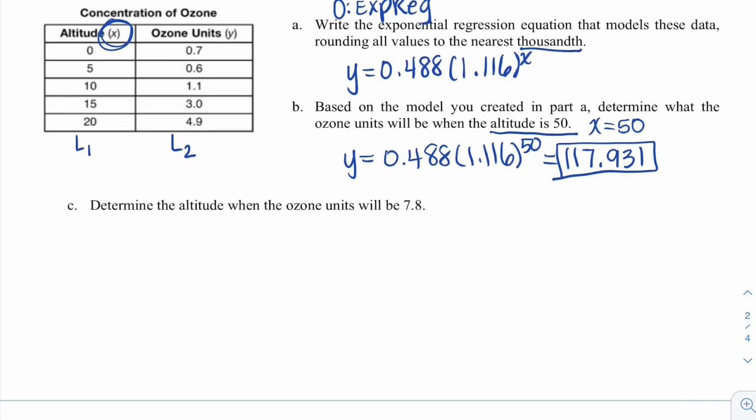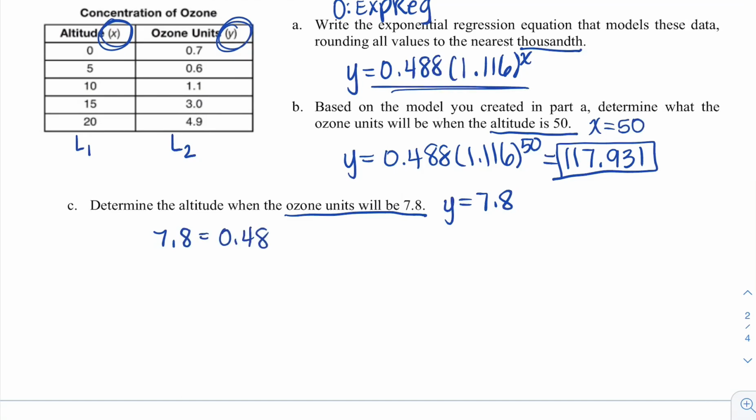It's a little trickier when you have to actually set it equal to something and solve. So take a look at letter C. Determine the altitude when the ozone units will be 7.8. Okay, so the ozone units this time are 7.8. Our ozone units are our y. So this says take our regression equation and plug in y equals 7.8. So I have 7.8 equals our whole regression equation we made before, 0.488 times 1.116 to the x. So you'll notice that this is an exponential equation.